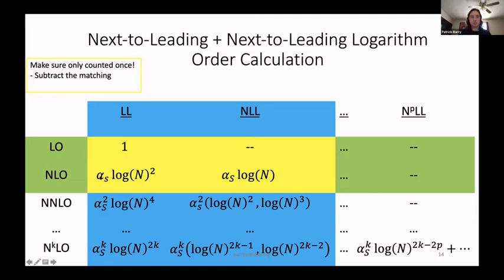Additionally, these yellow terms you can see appear both in the rows and in the columns. So when you're summing up everything in the rows and summing up everything in the columns, make sure to only count these yellow terms once.